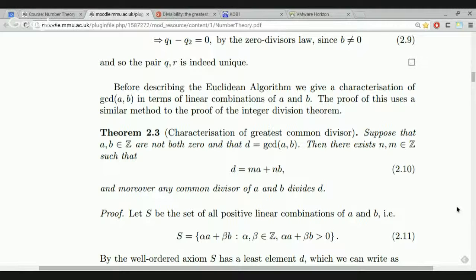So what this is saying, for instance here, is that it must be possible to write 14 as something times 210 plus something times 98. So we must be able to find an integer n and another integer m, such that you can express the greatest common divisor as n times 210 plus m times 98. And the coefficients n and m can be any integers. They could be positive or negative.